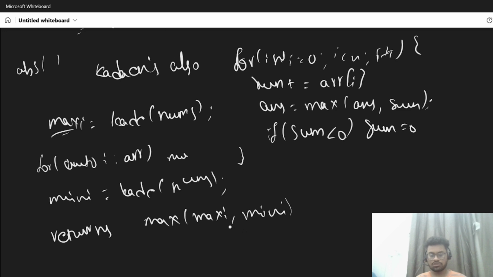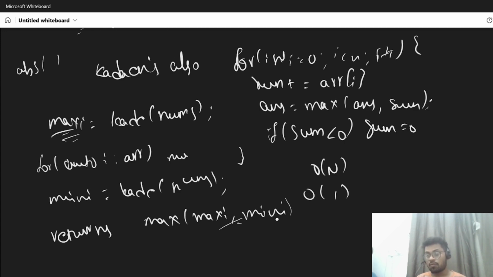So you can use the same Kadane's algorithm function. Without positive integers, you'll get a maxi, and just multiply each and every integer with a -1. So you'll get a mini subarray sum as well, and just return the max out of it. In that way, you can solve this problem in the order of n time with a space complexity of O of 1, because we are not using any additional data structure.